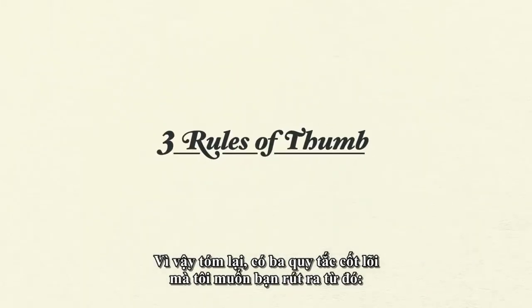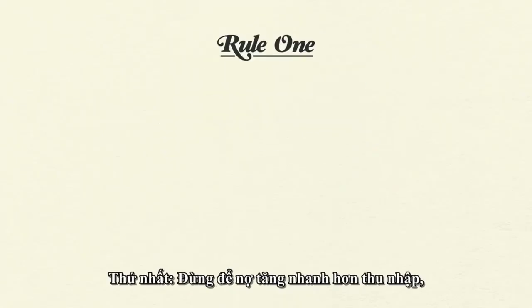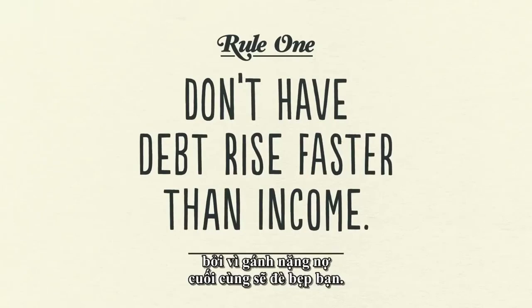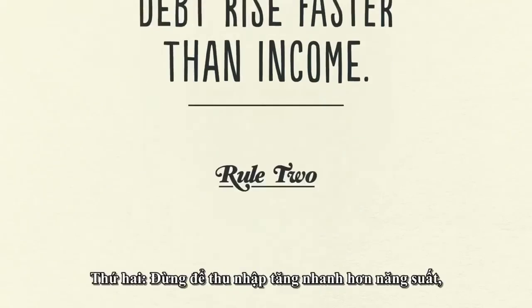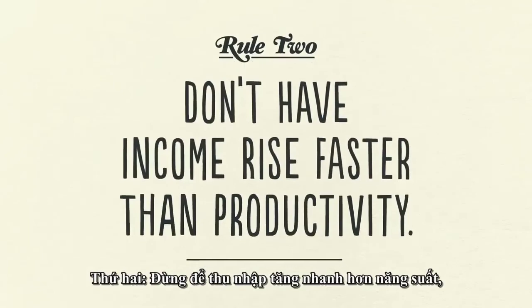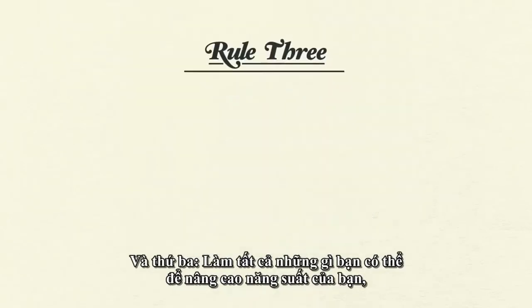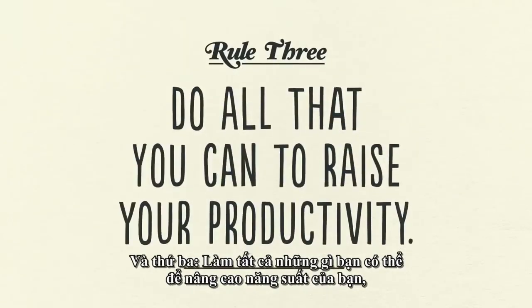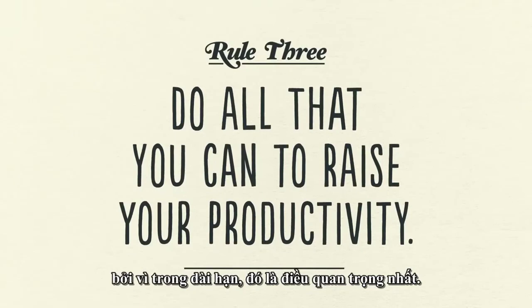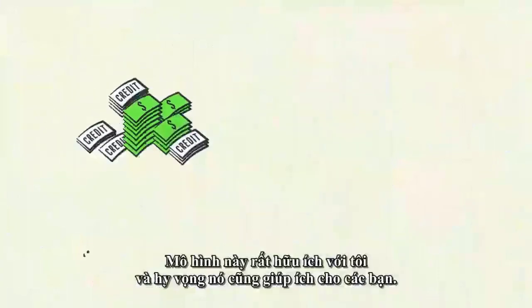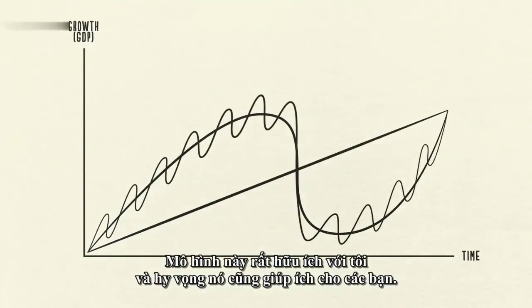So, in summary, there are 3 rules of thumb that I'd like you to take away from this. First, don't have debt rise faster than income, because your debt burdens will eventually crush you. Second, don't have income rise faster than productivity, because you'll eventually become uncompetitive. And third, do all that you can to raise your productivity, because in the long run, that's what matters most. Policymakers don't pay enough attention to this. This template has worked for me, and I hope it will work for you.